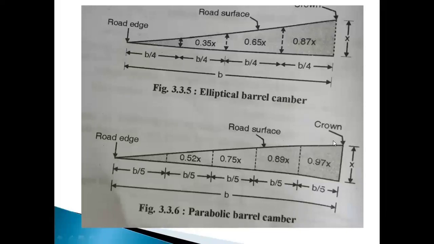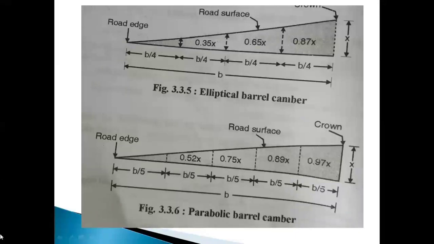When we see this figure, the shape of this camber is a parabola. That is, it is a parabolic camber. It has the height near the road edge 0.52x, then at the road surface 0.75x and 0.89x, then near the crown 0.97x, and the total height is x. Then it will be raised by b by 5, b by 5, b by 5, b by 5, b by 5.